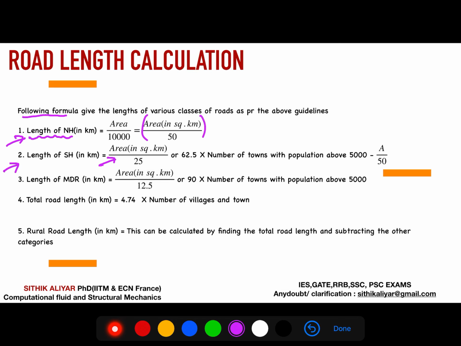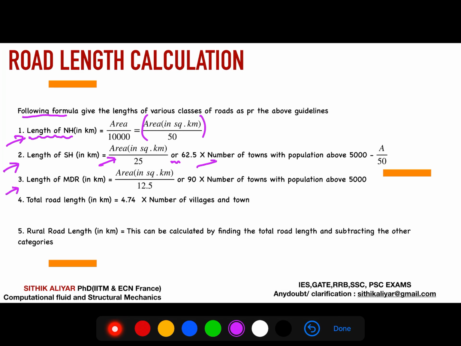This is the formula for the length of state highway: area divided by 25. Or if you know the number of towns in that area, you can use the formula 62.5 times the number of towns minus A by 50.